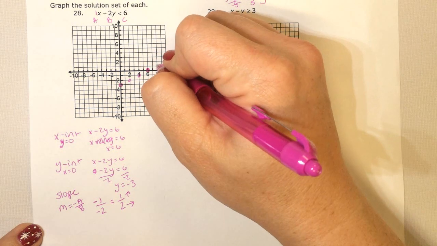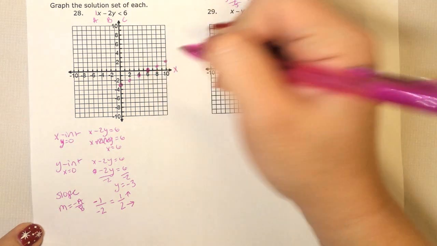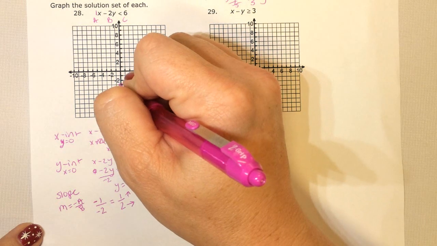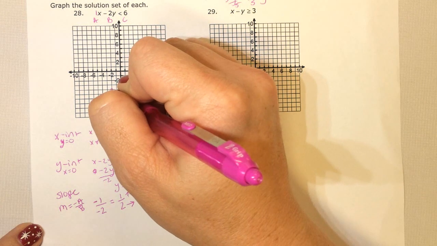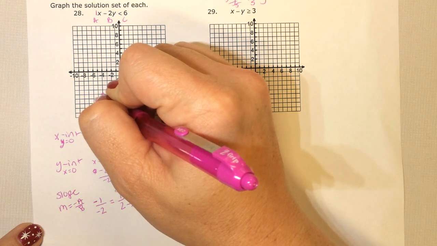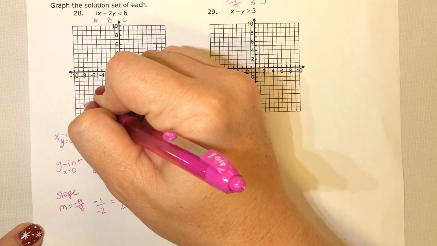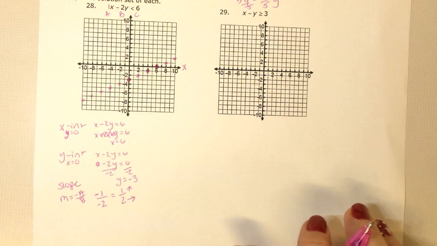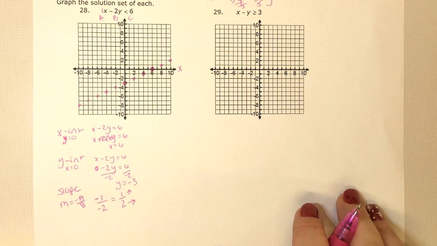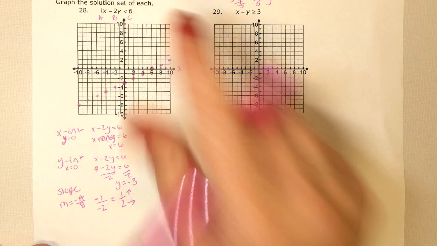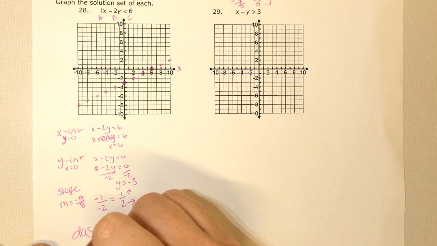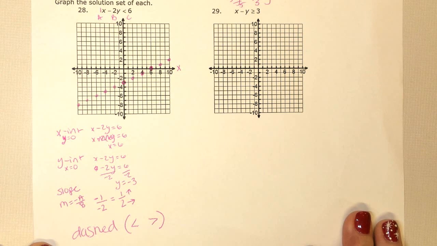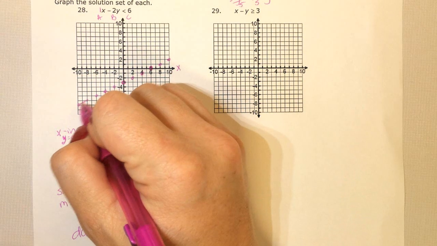So rise 1, run 2, all the way across. And then I can go down and backwards: down 1, backwards 2, down 1, backwards 2, all the way across. Now, because this is an inequality, I have to think about whether it is dashed or solid. I just have a less than, meaning it's going to be dashed. Just a reminder, if it's less than or greater than, it's dashed. So I'm going to dash my line.